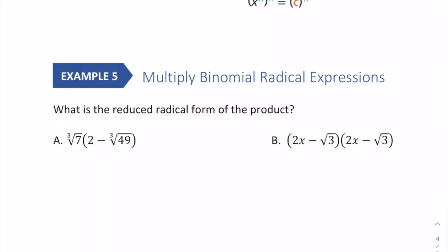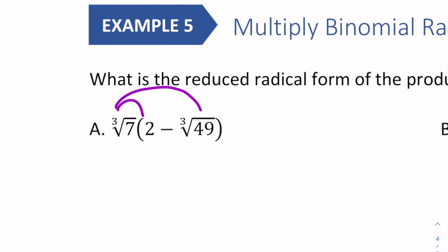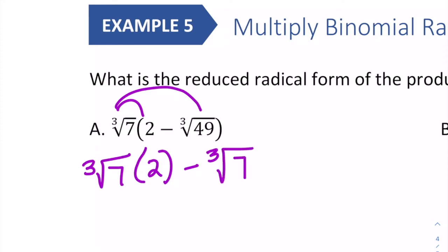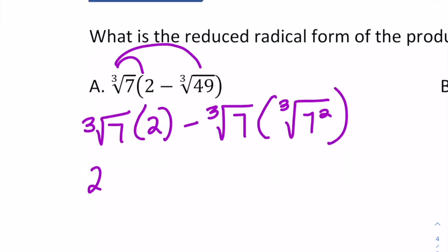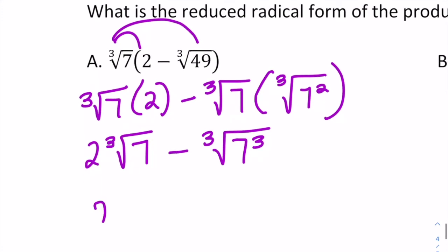For example 5, we're going to multiply the binomials. The first step is to distribute the cube root of 7. So we have the cube root of 7 times 2 minus the cube root of 7 times the cube root of 49. We know 49 is really 7 squared. So I'll rearrange the 2 cube root of 7, and we know this will be the cube root of 7 cubed. So that'll just simplify into 2 cube root of 7 minus 7.